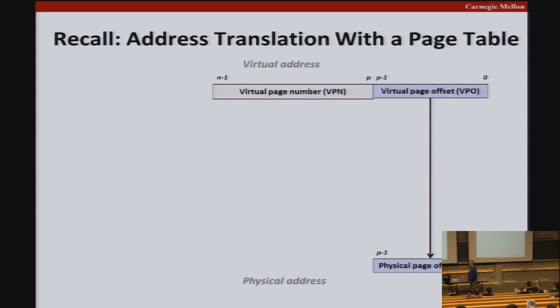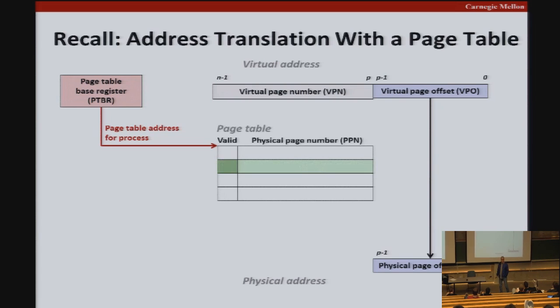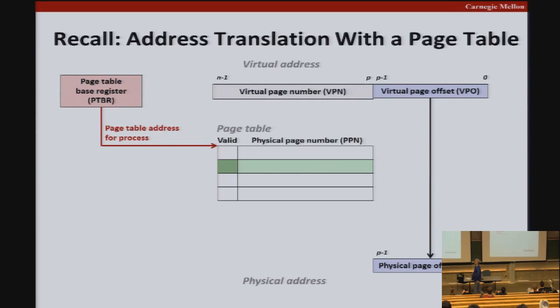Okay? These pages are the same size, whether it's virtual memory or physical memory. The idea is that we have to provide a mechanism that will translate this virtual address into a physical address so we can actually get the data out of main memory. Right? So the first part of that is easy. The virtual page offset is the exact same as the physical page offset. Second part is a little harder.